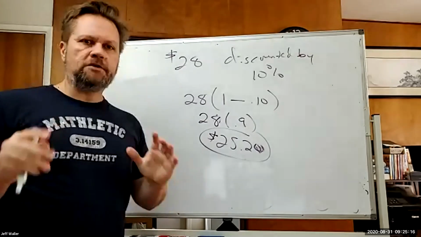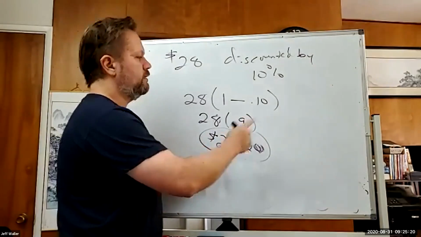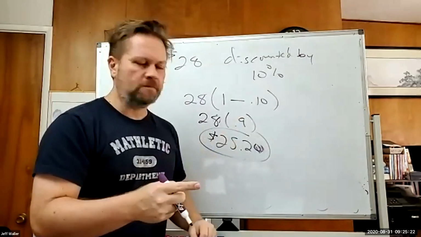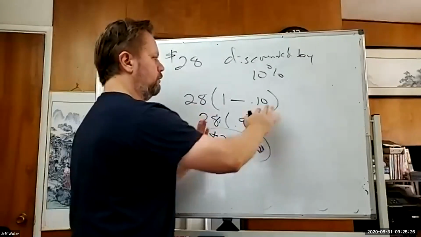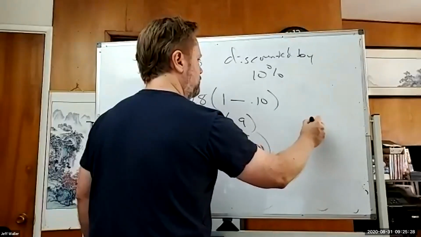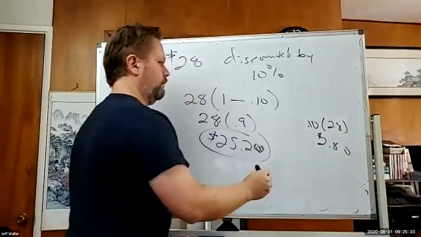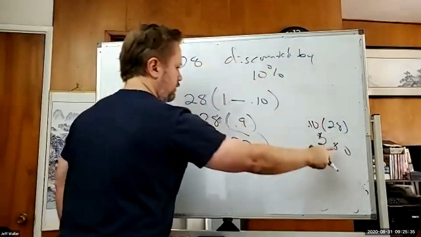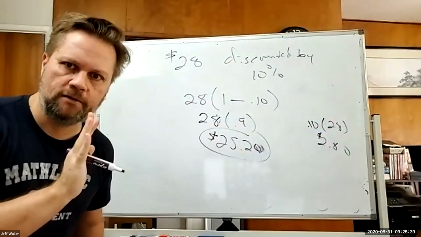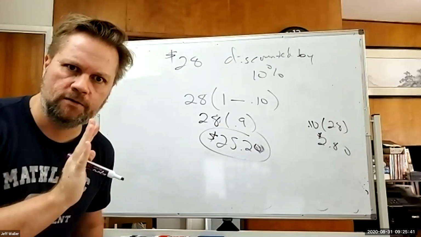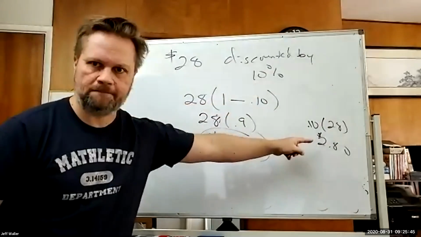Now here's what's interesting. If I was going to decrease this by another 10%, I'm not going to end up subtracting the same amount. If you do this step by step, 10% of 28 is $2.80, and 28 minus 2.80 gets you there. Let me stop there for a minute. Is that all right? So that's the shortcut to doing it that way.